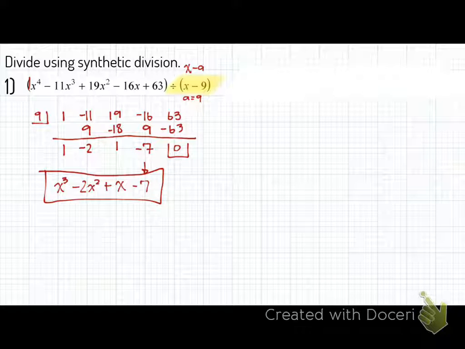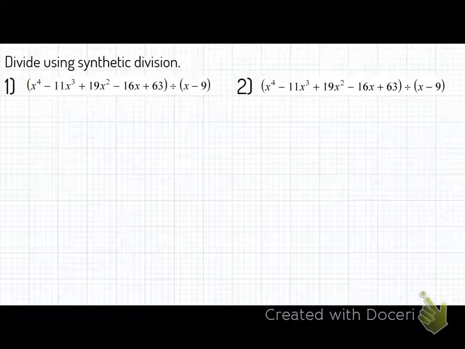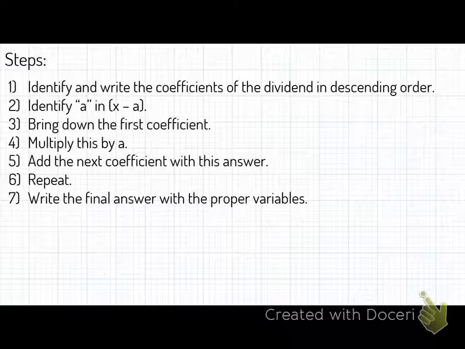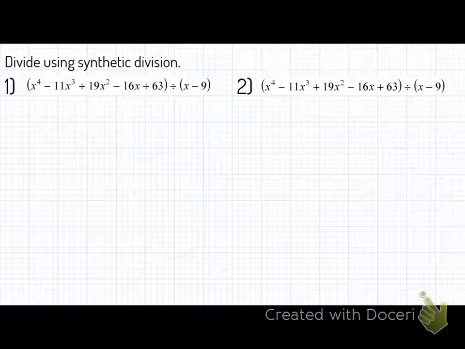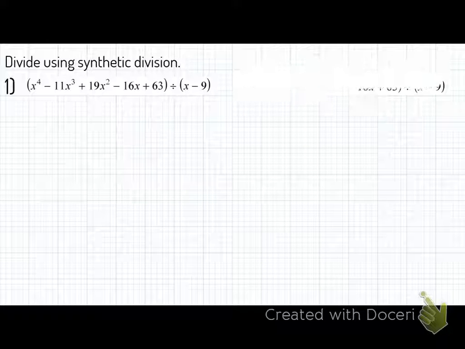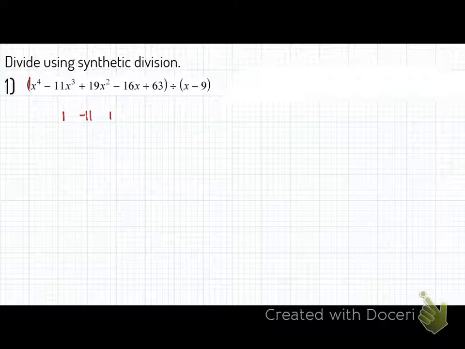So, does this make sense, everyone? Now, let me show you one more time. So, how did I do this? I'll just erase it and start from the beginning. The first thing I do is make sure it's in descending order. Then I identify my coefficients: 1, negative 11, 19, negative 16, and 63. You see how they're in descending order already? I just copied the coefficients here.